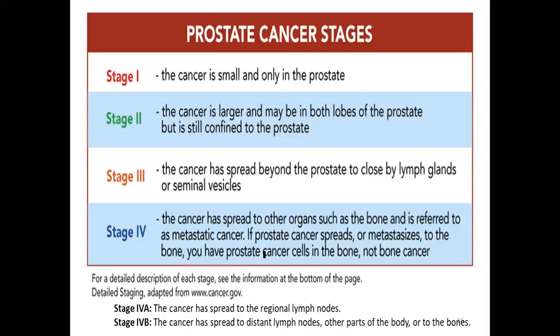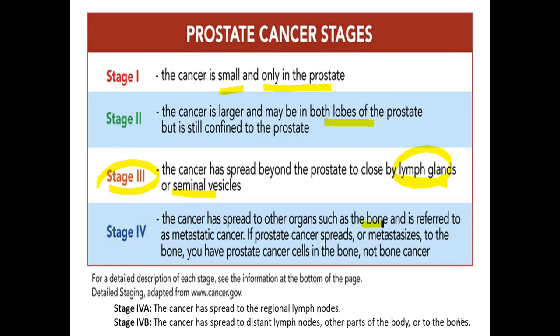So this table is just to show you the staging of prostate cancer. Stage 1 is small and only in the prostate. Stage 2 is larger, can involve both lobes of the prostate, but is still confined within the prostate. Stage 3 is locally advanced, whereby there is involvement of the nearby lymph glands or seminal vesicle. Stage 4 is when there is spread to other organs such as the bone. That is when we say metastatic cancer.